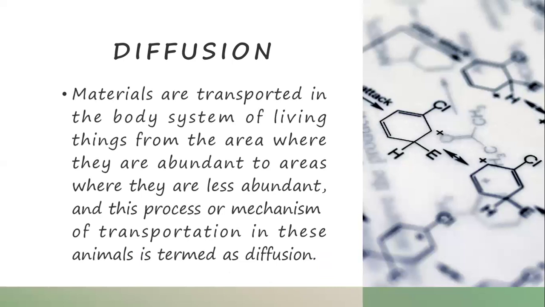Materials are transported in the body systems of living things from areas where they are abundant to areas where they are less abundant, and this mechanism of transportation is termed diffusion. So that's how diffusion occurs in organisms. The materials needed for the body are transported from areas where they are abundant, here talking about the environment, to areas where they are less abundant, here talking about the body. This mechanism of transportation is what we call diffusion.